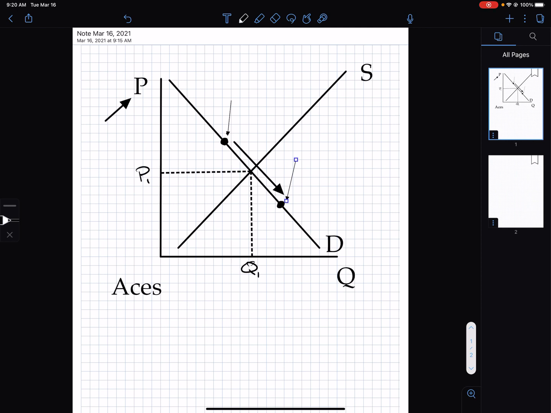A little review there. Remember, price change or movement along the curve, that's just a change in quantity demanded, or supplied if it was on our supply curve. This isn't a shift in demand or supply. That would get me all the points I need.